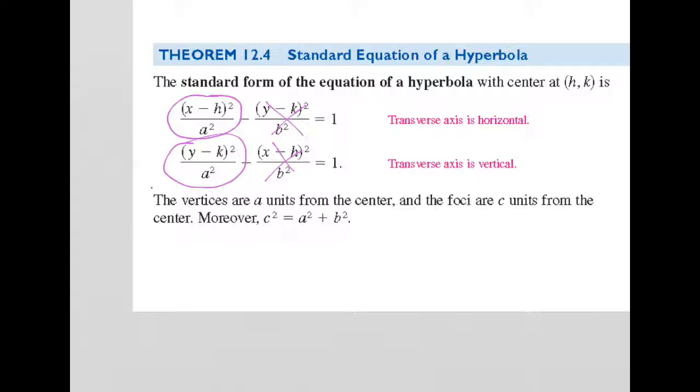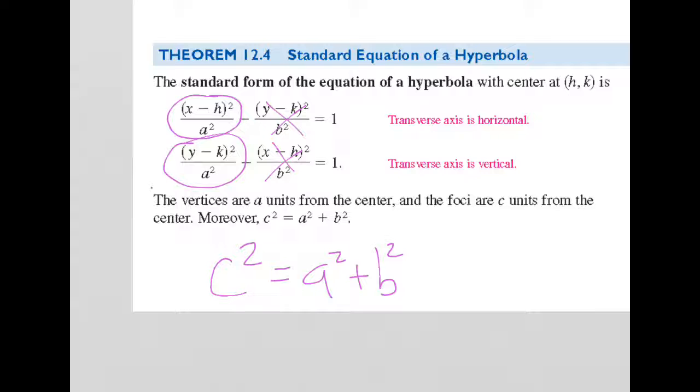And just like with an ellipse, we have a special relationship with A, B, and C. But again, it is slightly different for a hyperbola. Here we have c squared equals a squared plus b squared. It looks exactly the same as the Pythagorean theorem that you were most likely taught.